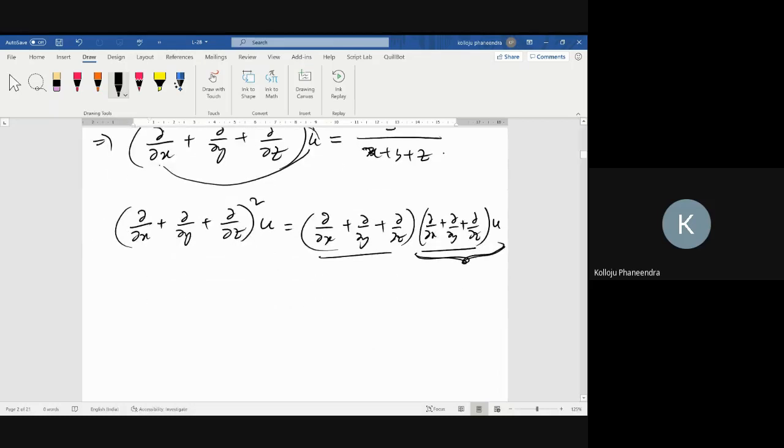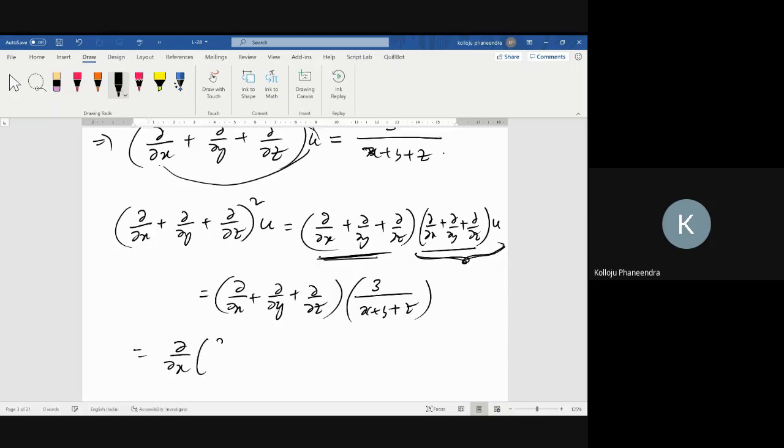This part is only the first; this is the operator, a partial differential operator. Operator means involving derivatives. Okay, and this value is 3 over x + y + z. Now assign individually. That means ∂/∂x of 3/(x + y + z), ∂/∂y of 3/(x + y + z), and ∂/∂z of 3/(x + y + z).